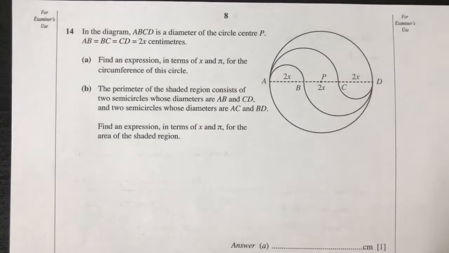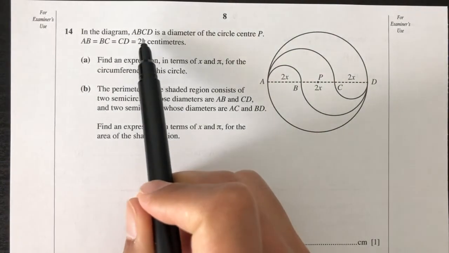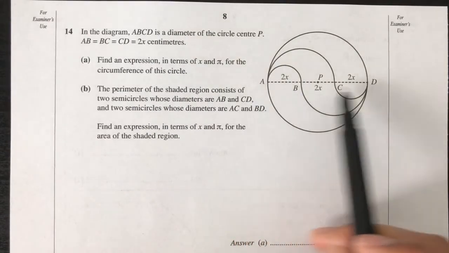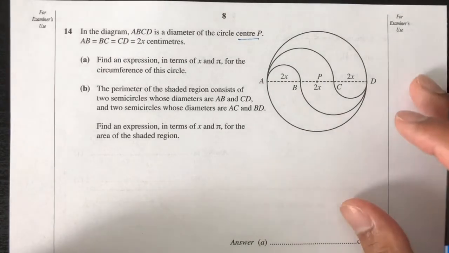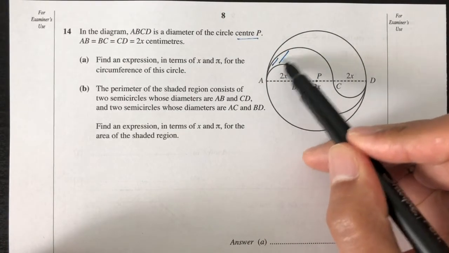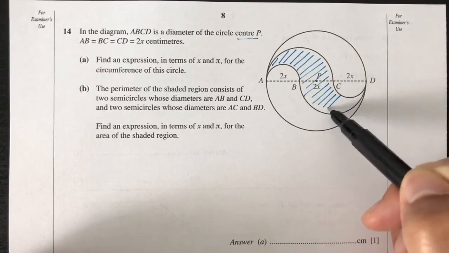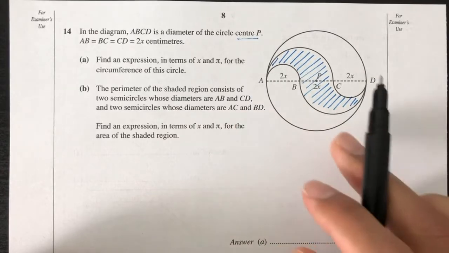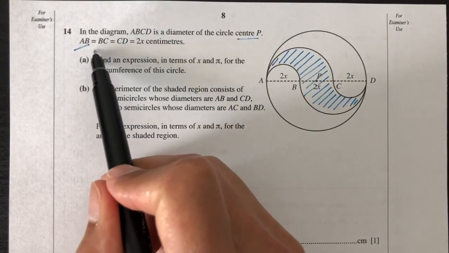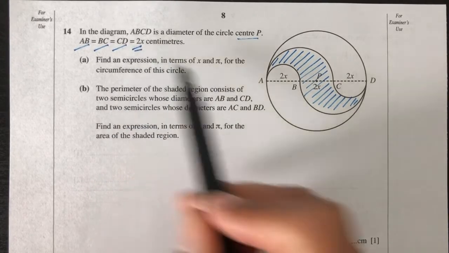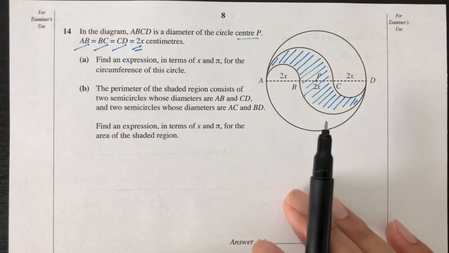Now question 14. In the diagram we have ABCD, the diameter of this circle with center P, the big one. I think in the question, this is shaded. So let's make sure that we have the correct information first. Now we have AB equal to BC equal to CD equal to 2x. So 2x, 2x, 2x. That's for now.